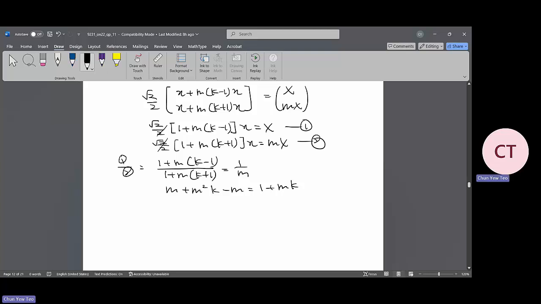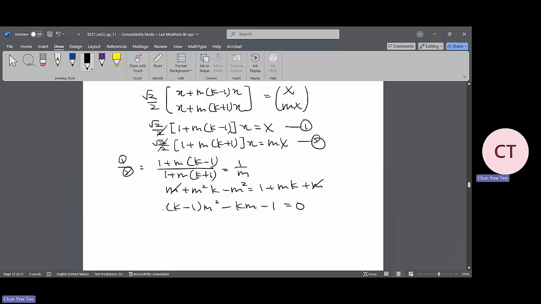This is m squared. Okay, so the m and m here can cancel. So you will get k minus 1 m squared. We're looking for m. So minus km minus 1 equal to 0. So you get something like this.